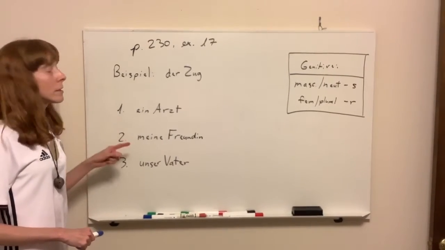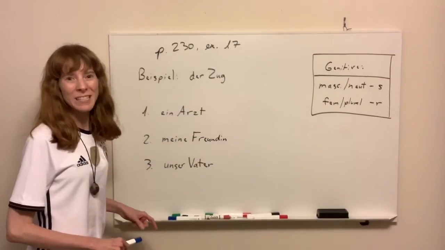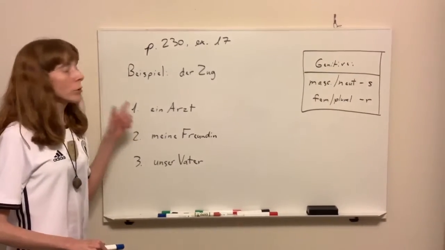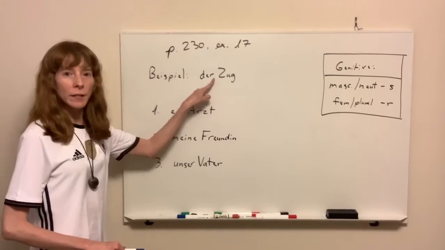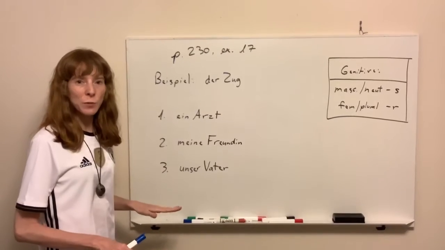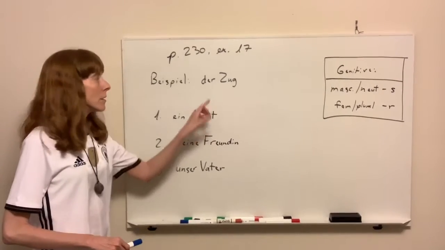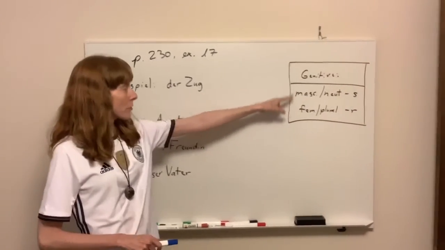Okay, so this is exercise 17 from your book. It's on Seite 230. And what we're doing with this exercise is simply putting the word that they give you into the genitive case. So in the other examples we've done, we've had two words together. This is simply the genitive case alone. So we've got a review over here.